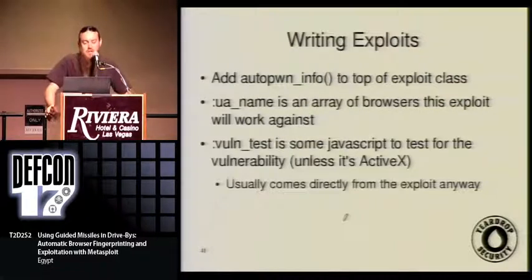So it's relatively easy to write exploits for this framework now. All we have to do is add this little Autopwn info call to the top of the exploit class. We have a UA name, which tells us which browser this is going to work against. We have vulntest, which is a piece of JavaScript to run before we determine that this exploit will work, unless it's ActiveX. And we'll talk about the difference there in a second. But all of the information that you need to go into vulntest comes from the exploit anyway. It's everything in there is stuff that you already had to know to make the exploit work.